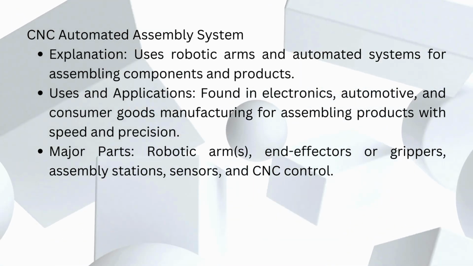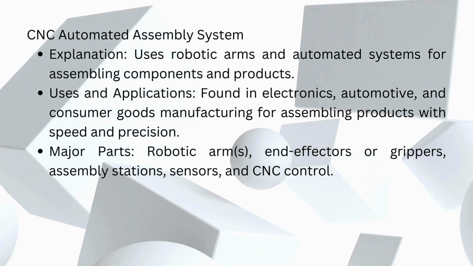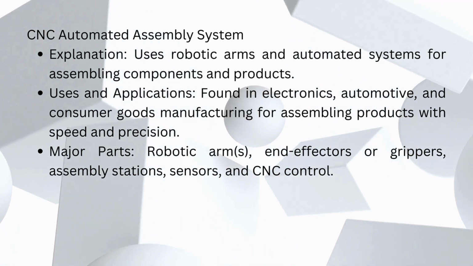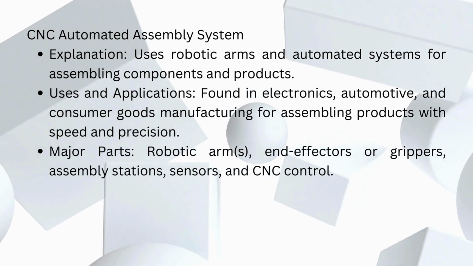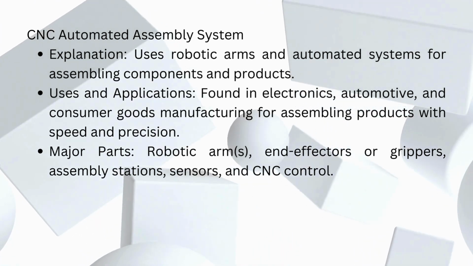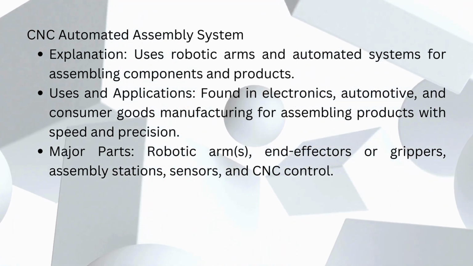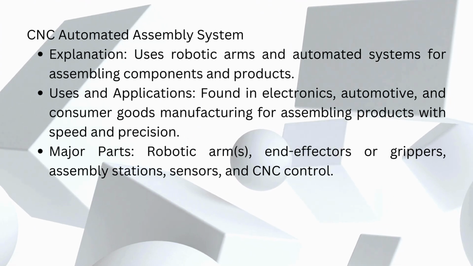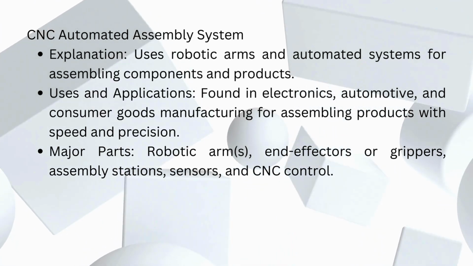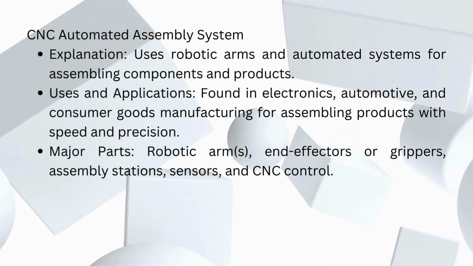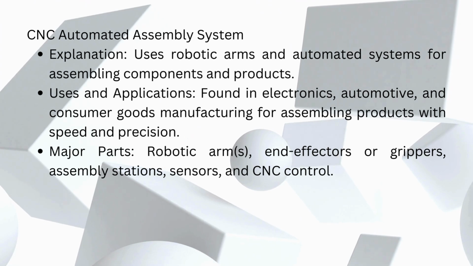CNC material handling system. Explanation: uses robotic arms and automated conveyors for handling and transporting materials within manufacturing facilities. Uses and applications: found in logistics, warehouses, and manufacturing for automating material movement and improving workflow efficiency. Major parts: robotic arms, conveyor systems, sensors, control panel, and CNC control.